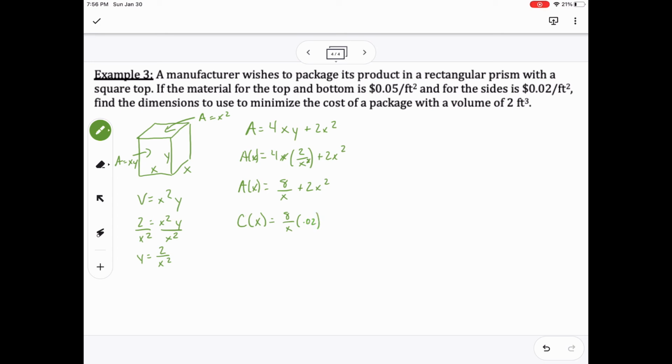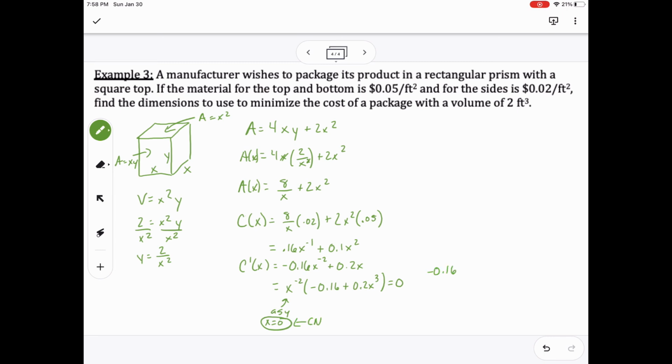Now I need to alter this one because we're talking about minimizing the cost, not the area. So I'm going to adjust my area formula to fit the cost. The top and the bottom is worth 5 cents per square foot, so the 2x squared is representing the top and the bottom. I'm going to multiply that by 0.05. And then the sides are worth 0.02 per square foot, so I'm going to multiply the 8 divided by x by that number because they're representing the sides. And so now I have altered it from an area formula to a cost function.